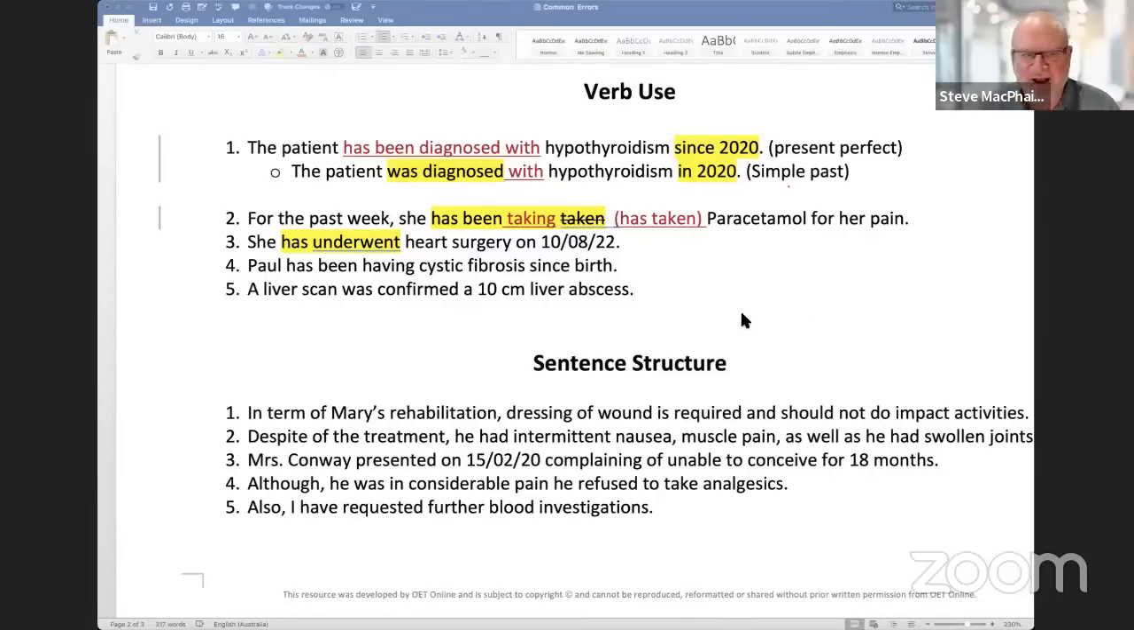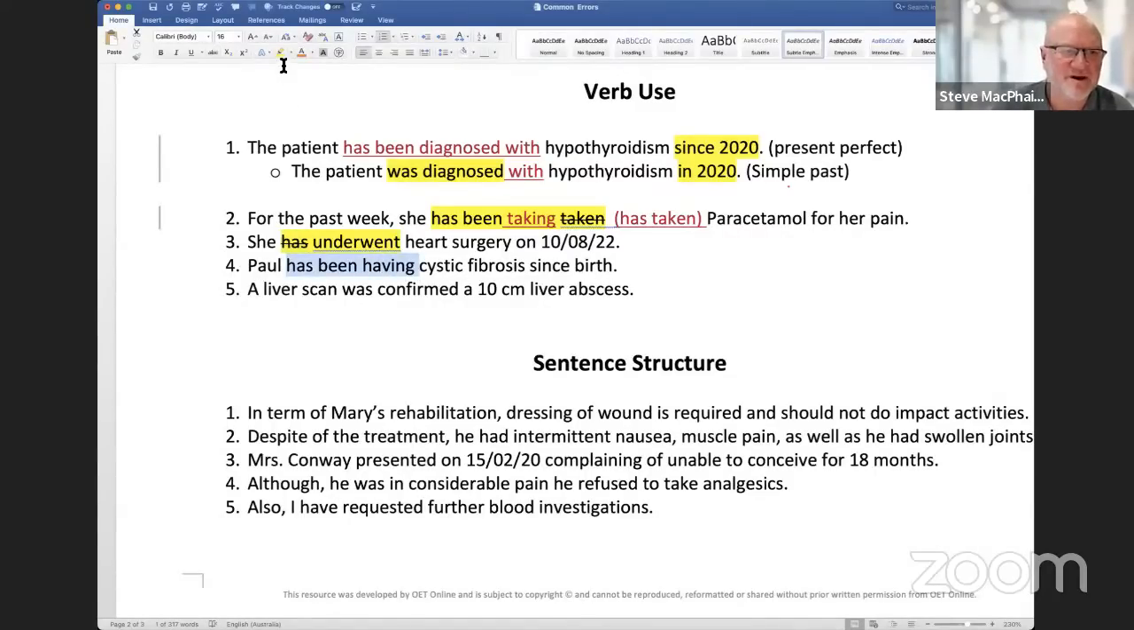Yes, she underwent. So we're just going to use simple past. She underwent heart surgery on this date. We must use simple past. Right, number 4, Paul has been having cystic fibrosis since birth.